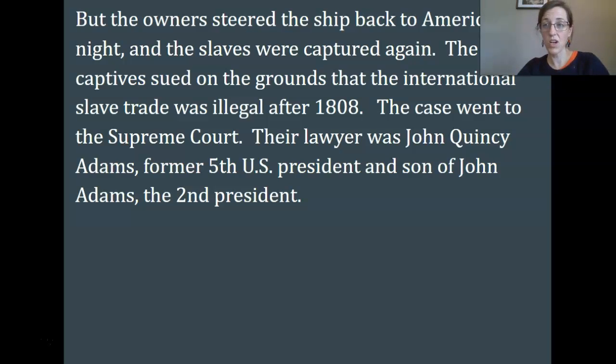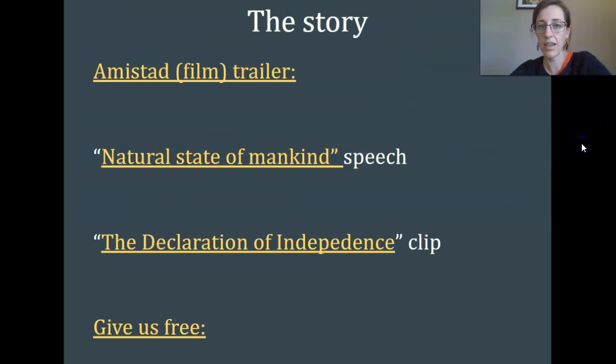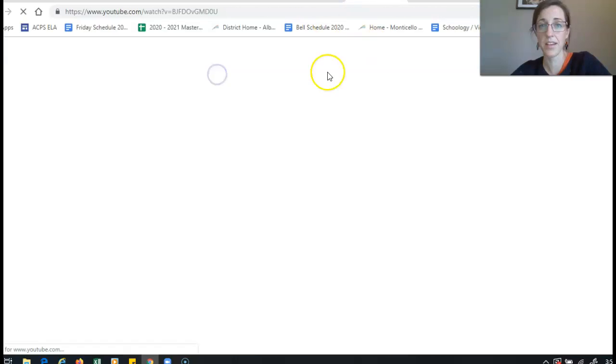Their lawyer was John Quincy Adams, who was the 6th president of the United States, but had since left the presidency and was just retiring and finishing out his years as a lawyer. And so they argued this case in front of the Supreme Court. And here are some of the clips of that experience.